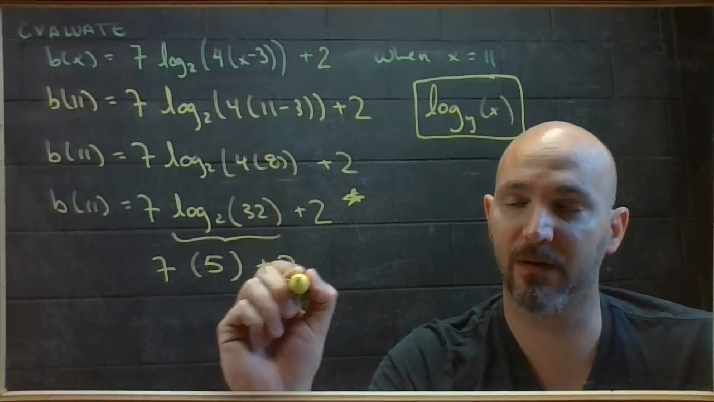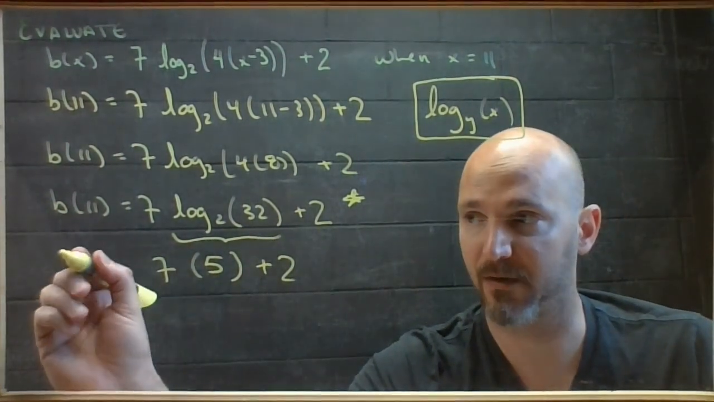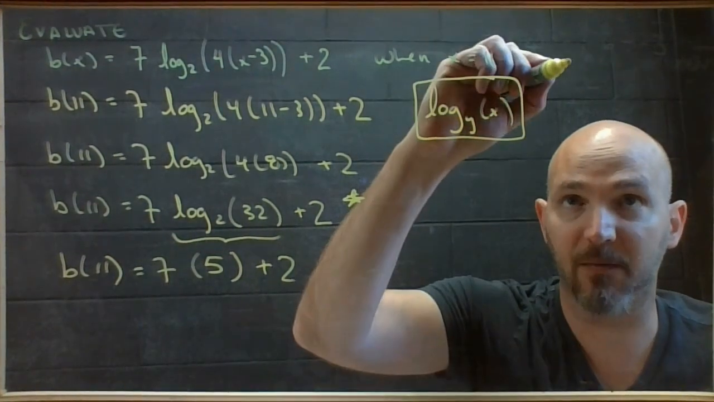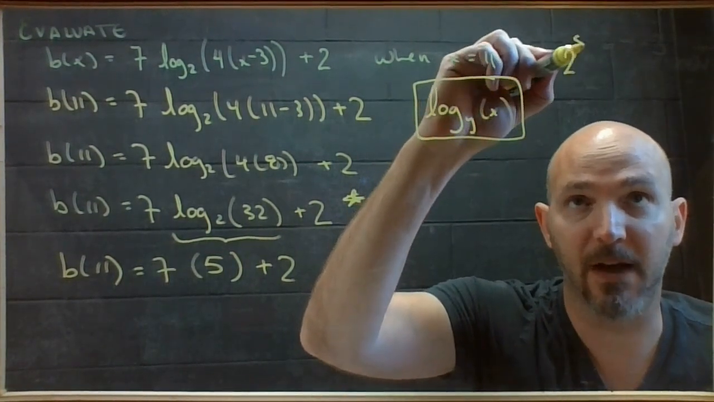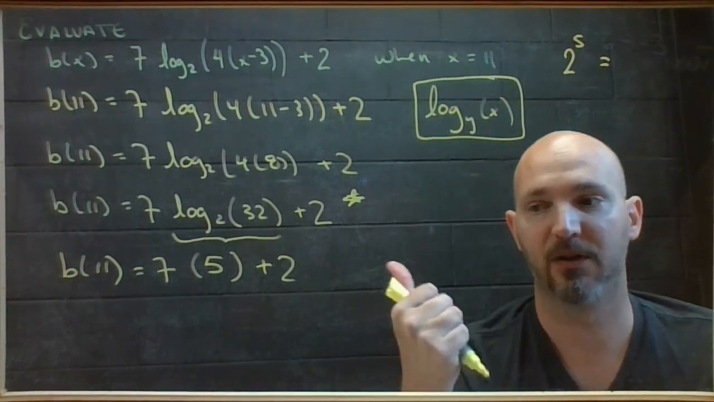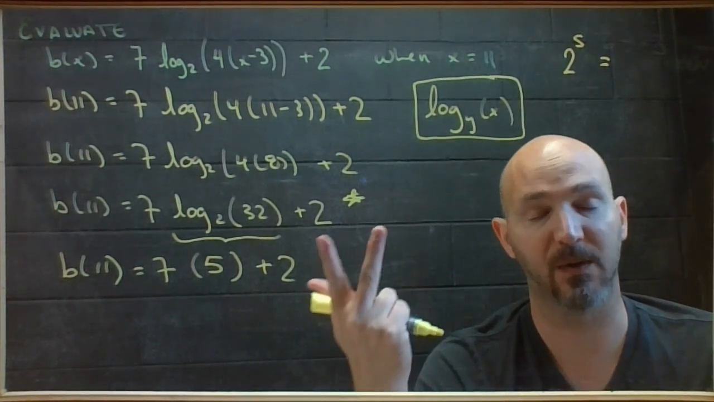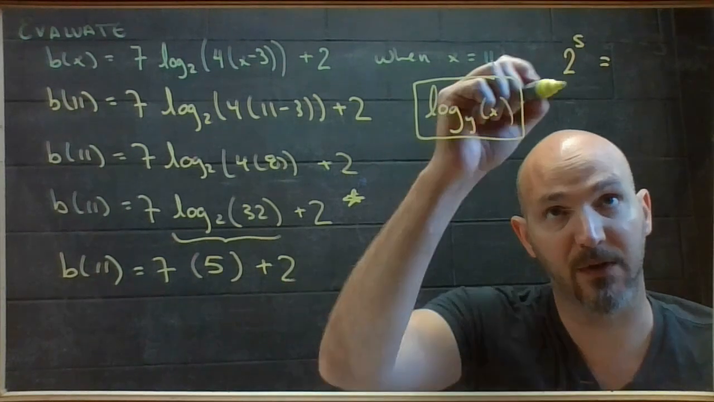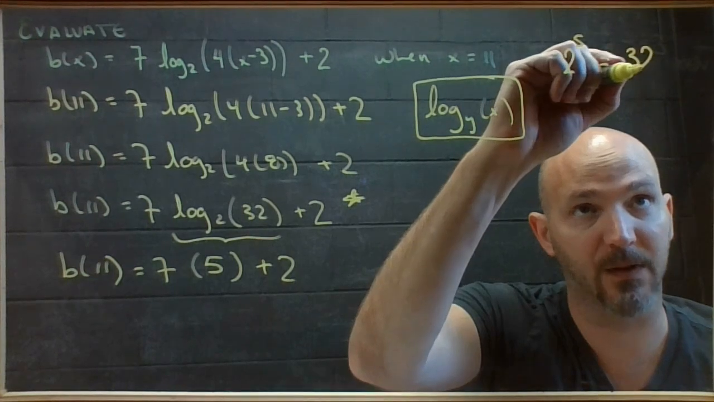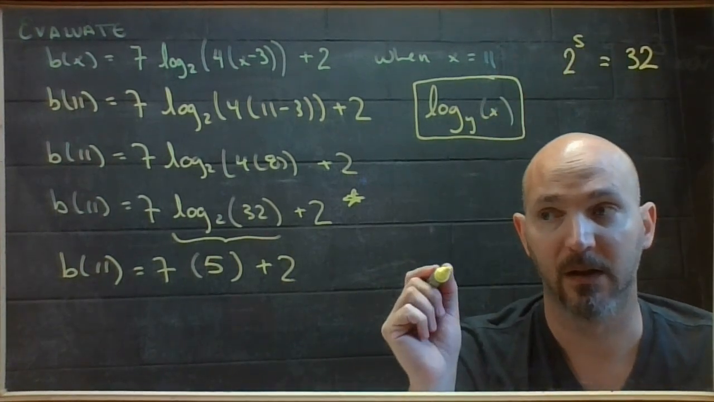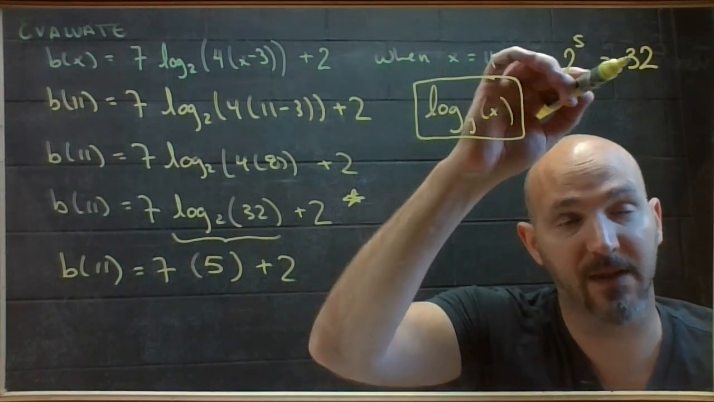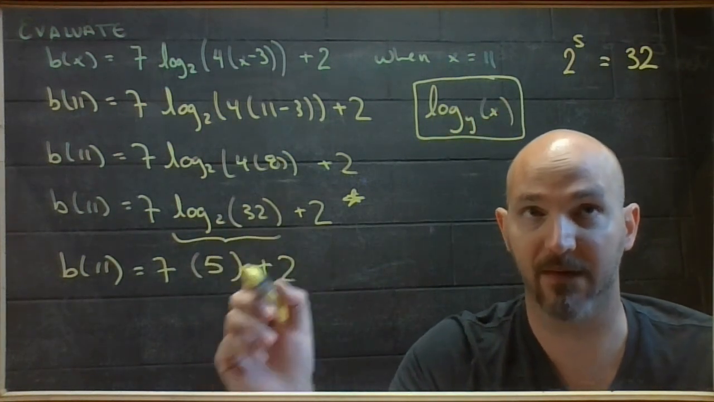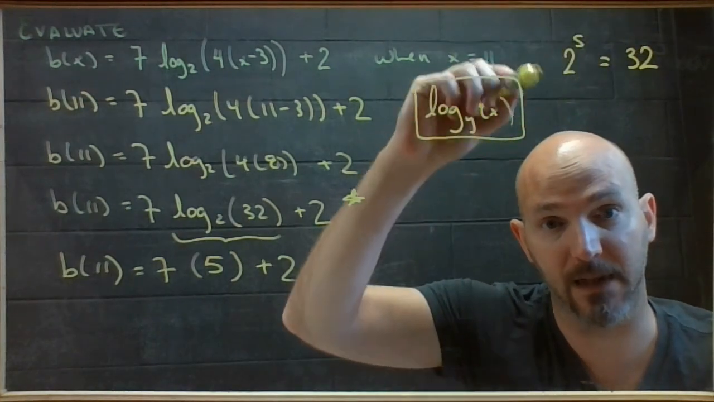Now, if you have some number sense and you're pretty good with exponents, you might know that the number 2, if you raise it to the power 5, 2 times 2 is 4, times 2 is 8, times 2 is 16, times 2 is 32. So 2 to the power 5 is 32. So because 2 to the 5 is 32, log base 2 of 32 is 5. These things are related.